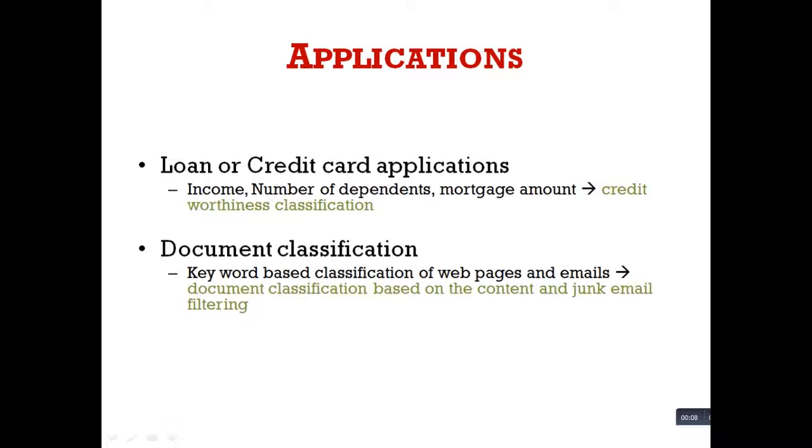Loan or credit card applications. This involves credit worthiness classification using income, number of dependents, mortgage amount, etc. Document classification, which is based on the content and junk email filtering. This uses keyword-based classification of web pages and emails.